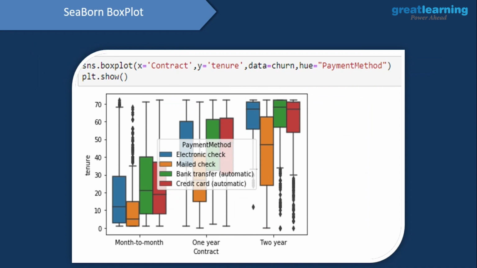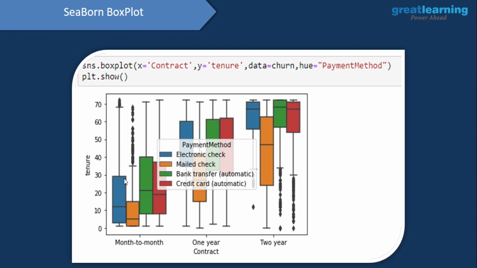Now, if you want to add colors on the basis of a column, which we've been doing throughout, that can be done with the help of this hue attribute. And I want the color of all of these boxes to be determined by this payment method column. So here I am mapping this payment method column onto this hue aesthetic. And as you guys see, I have these 4 different payment methods. I have electronic check, mail check, bank transfer, and credit card.